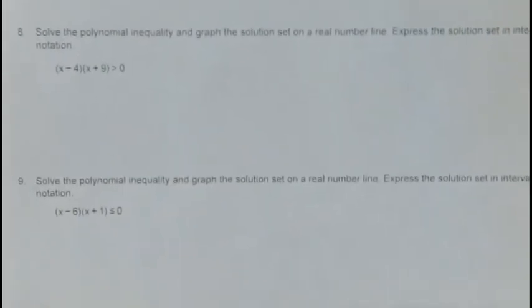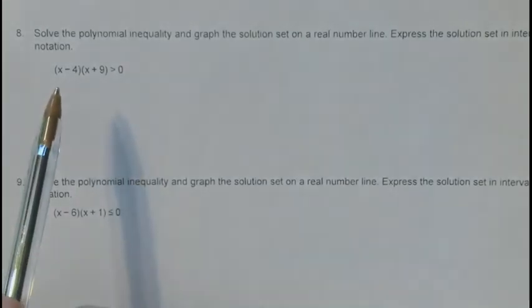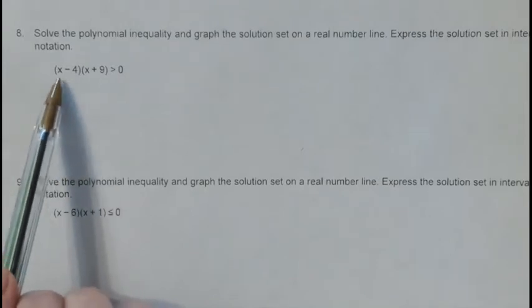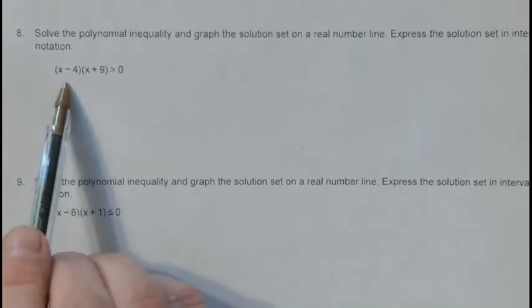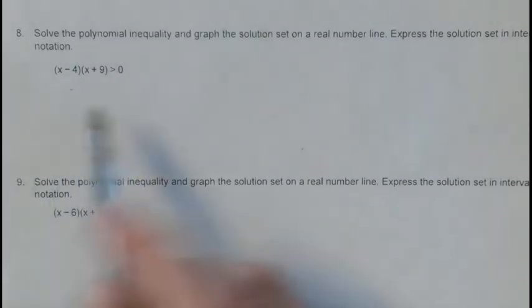Solve the polynomial inequality and graph the solution set on a real number line. So we have already factored the expression: x minus 4 times x plus 9 greater than 0.